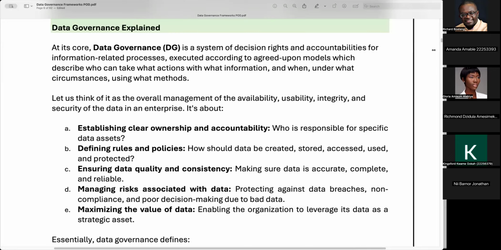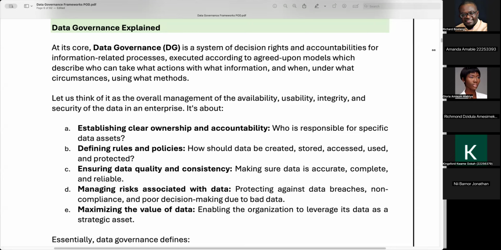It's also vital for managing all the risks tied to data, protecting against breaches, ensuring you're compliant with complex regulations, and avoiding those really bad decisions based on flawed or unreliable information. Which brings us back to maximizing data value. Good governance is what turns that raw data into a reliable asset you can actually use for insights and strategy.